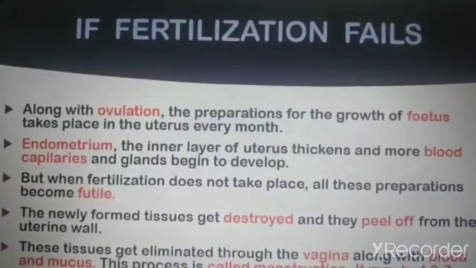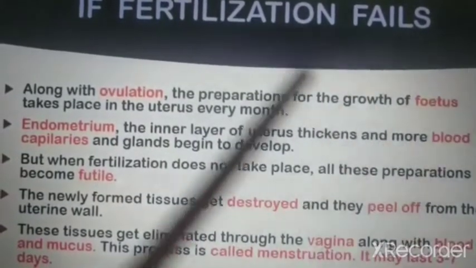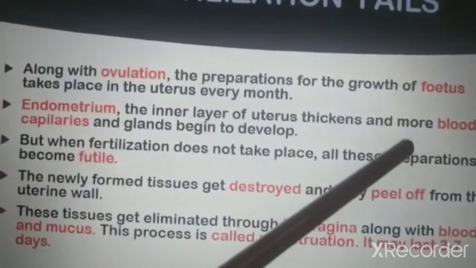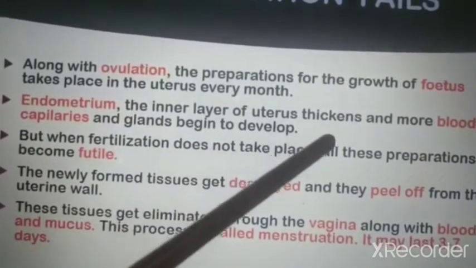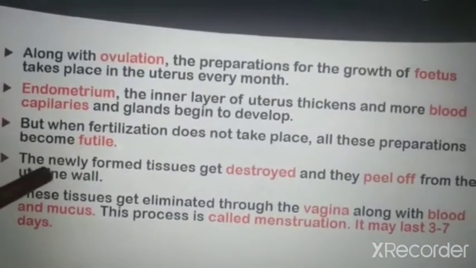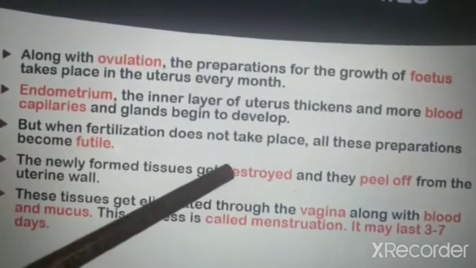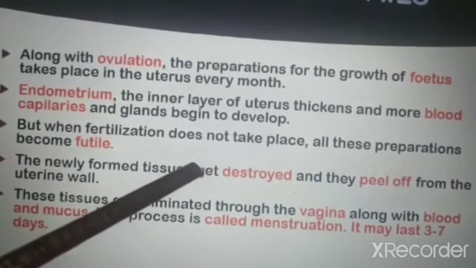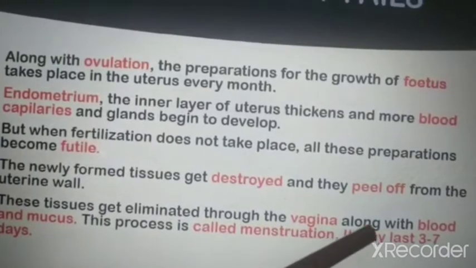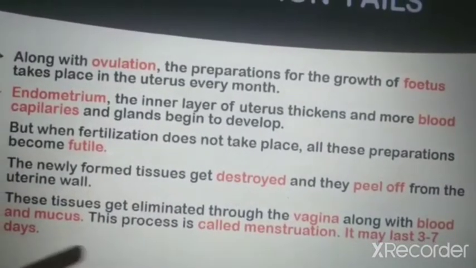Then what happens if fertilization fails? Along with ovulation, the preparations for the growth of the fetus take place in the uterus every month. Endometrium, the inner layer of uterus, thickens and more blood capillaries and glands begin to develop. But when fertilization does not take place, all these preparations become futile. The newly formed tissues get destroyed and they peel off from the uterine wall. This section I just told you through the demonstration, that is, through the model of the female reproductive system, right? These tissues get eliminated through the vagina along with blood and mucus. This process is called menstruation. It may last 3 to 7 days.